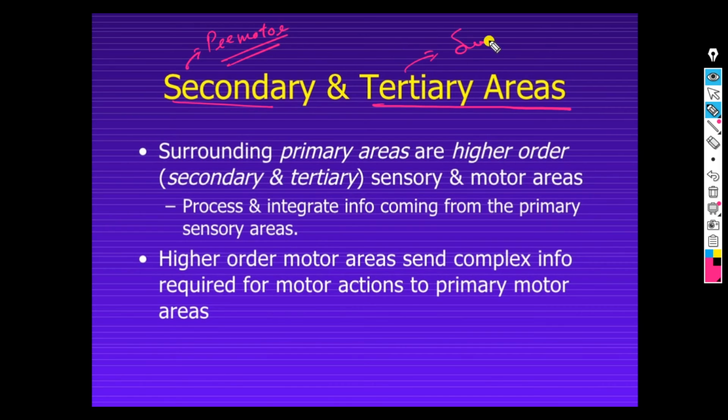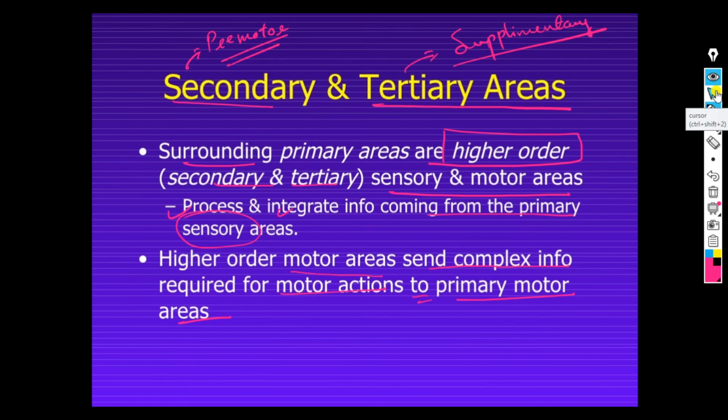Secondary and tertiary areas. Secondary has another name, the premotor area, and the tertiary is the supplementary area. Surrounding the primary areas are higher order secondary and tertiary sensory and motor areas. The function of these areas is to process and integrate information coming from the primary sensory areas, and higher order motor areas send complex information required for motor actions to primary motor areas.